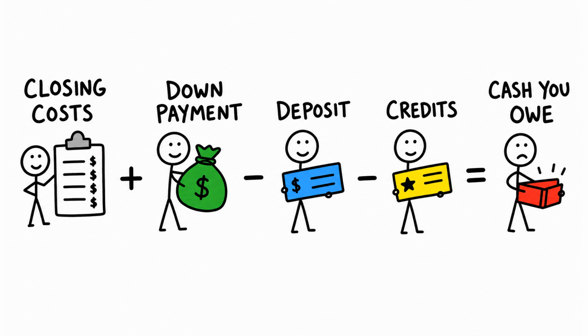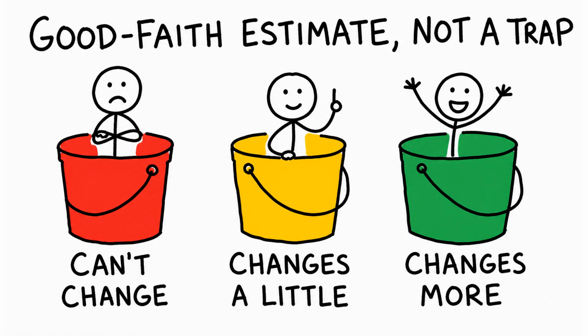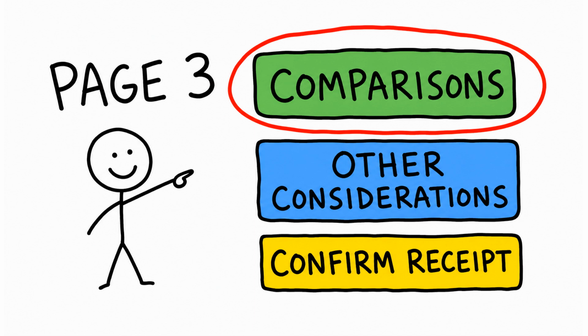What's left is the cash you actually owe, and here's the calm version of a rule people overcomplicate. Some of these costs cannot change at closing. Some can change only a little, and some can change more. It is an estimate made in good faith, not a trap. Page 2. Done. Page 3 is where you compare.